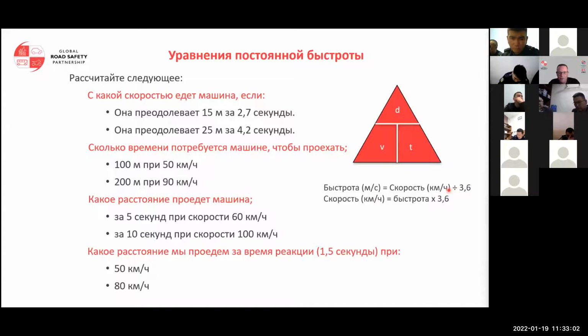Velocity, we have to convert speed. So velocity equals speed divided by 3.6.